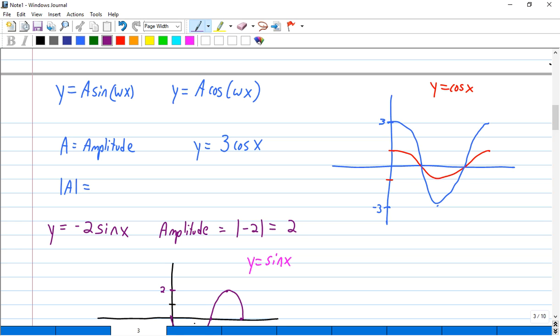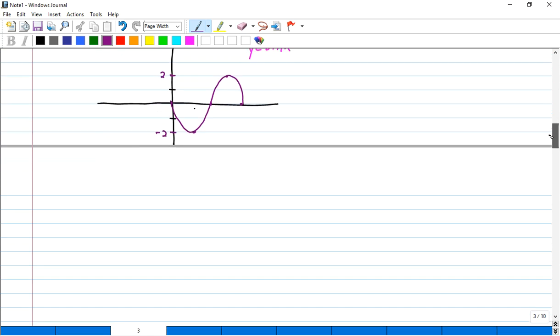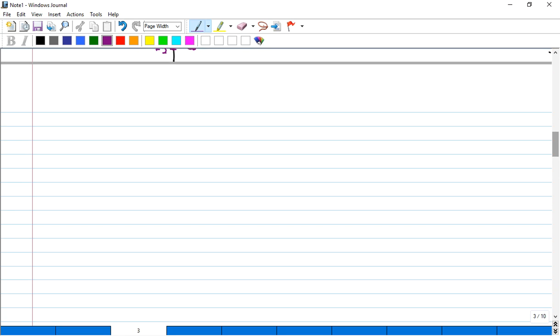Whenever the omega, or the number in front of the x, is less than 1, that's going to stretch the graph. Okay? Just to show you a really good picture of that so that you can see what I'm talking about. There is a method to doing it, and I'm going to teach you that method, but I would rather you understand the concept before I show you how to graph it.